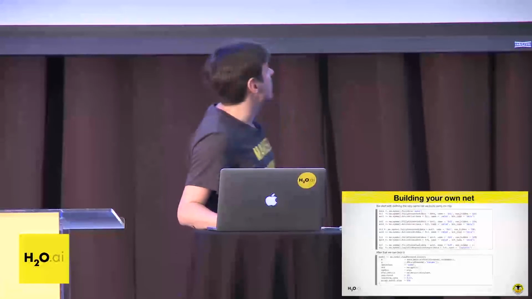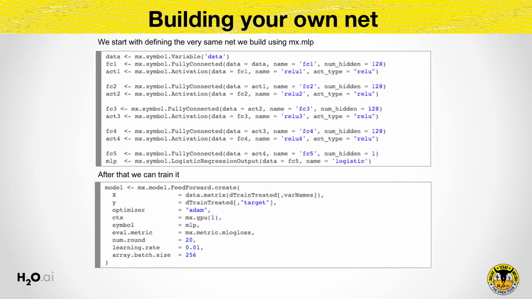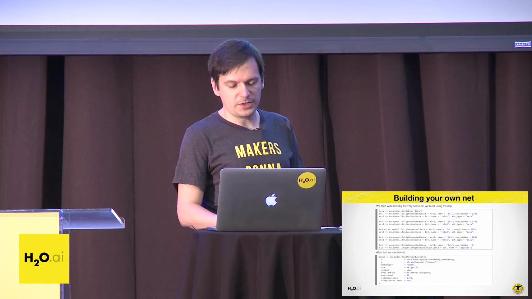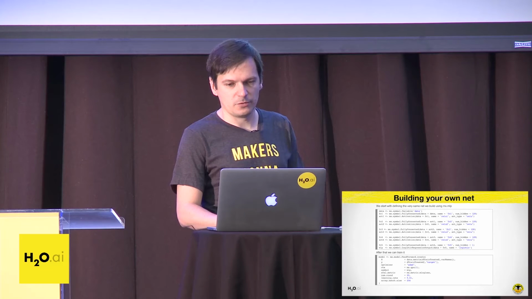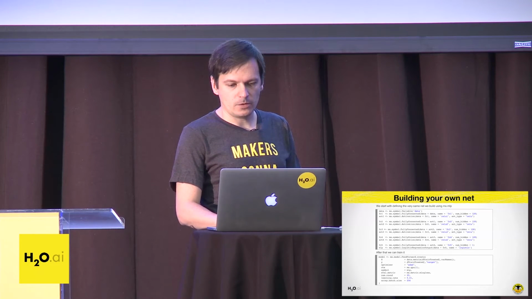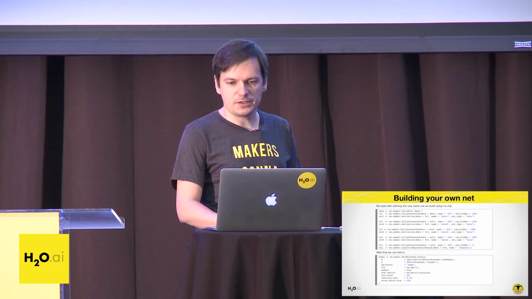So basically, what this code does, it does the same. It creates very much the same MLP as we did with the mx.mlp function, but manually. So you can do a lot of funny stuff here actually. After you created this graph, you can train it using a FeedForward.create function, which you pass pretty much the same parameters which you pass for the mx.mlp function.